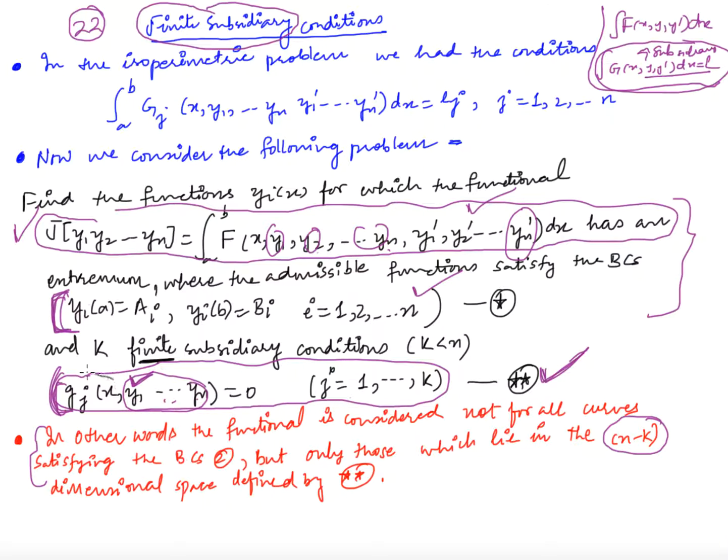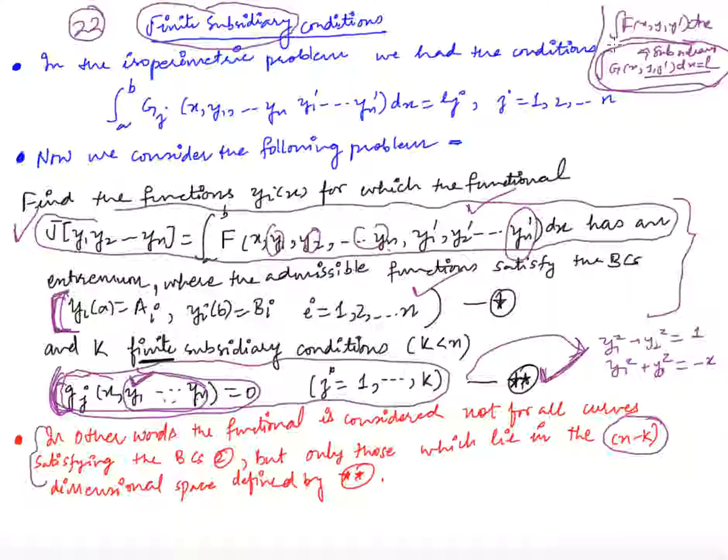So you can see these are simple algebraic conditions. For example, we want y1 square plus y2 square is equal to 1, y1 square plus y3 square is equal to minus x. So these conditions are like these conditions. These are called finite subsidiary conditions, and this was our subsidiary condition which we considered in the last video. If your condition is a functional condition, then you classify that problem as an isoperimetric problem. So we don't call these problems isoperimetric problems. So how to deal with these problems, let us see.